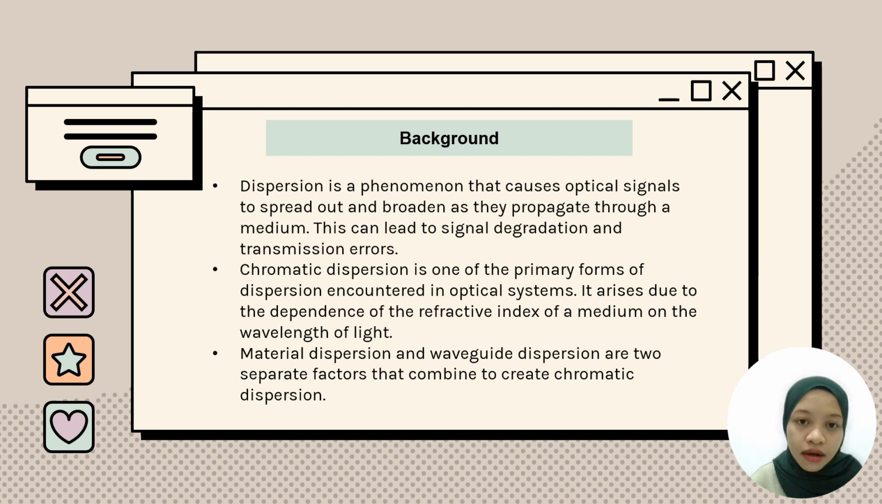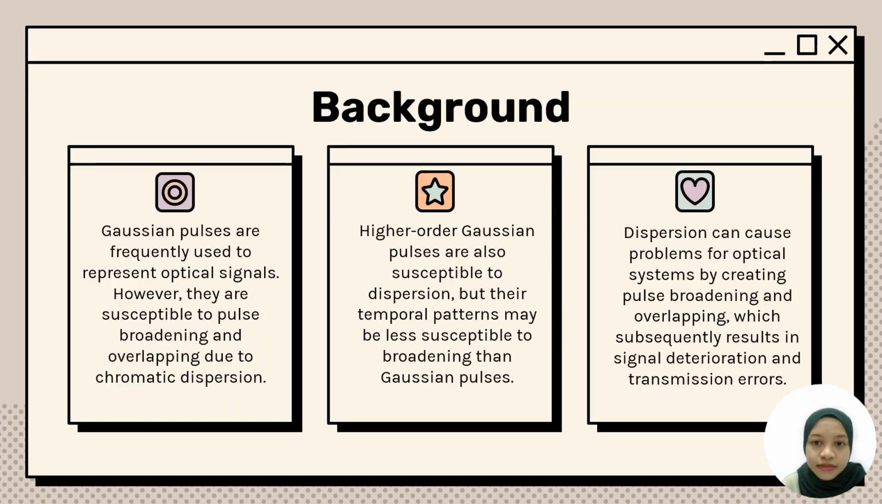Dispersion is a phenomenon that causes optical signals to spread out and broaden as they propagate through a medium. This can lead to signal degradation and transmission error. Chromatic dispersion is one of the primary forms of dispersion encountered in optical systems. It arises due to the dependence of the refractive index of a medium on the wavelength of light. Meanwhile, material dispersion and waveguide dispersion are two separate factors that combine to create chromatic dispersion.